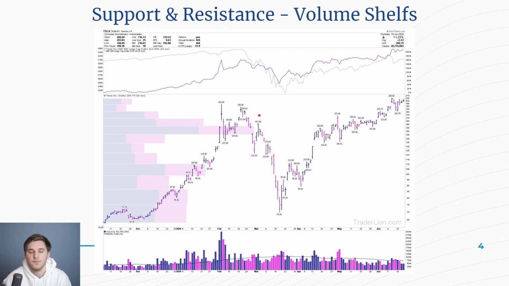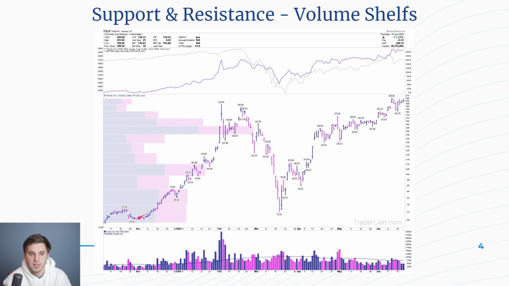Another way of visualizing this is through volume shelves, because if you think about it, those significant levels are going to have a lot of trading going on, short sellers adding to their positions, people trying to buy the breakout. So these levels end up being high volume shelves, as shown by the volume at price indicator here.